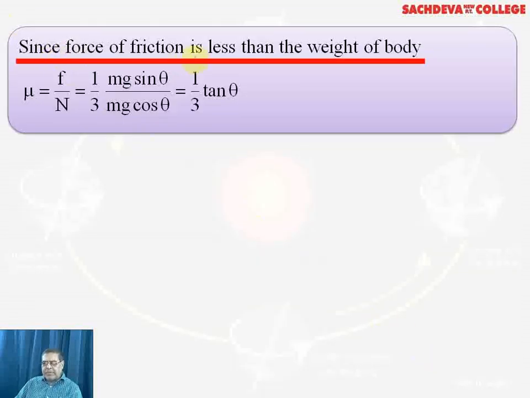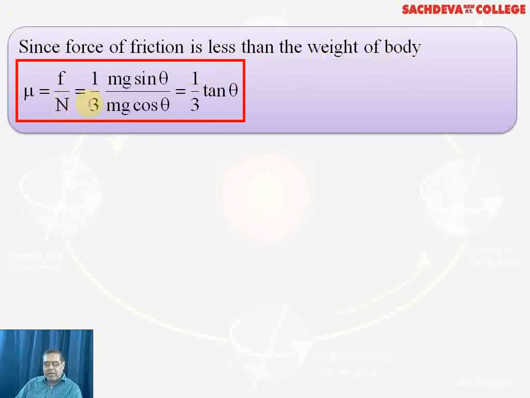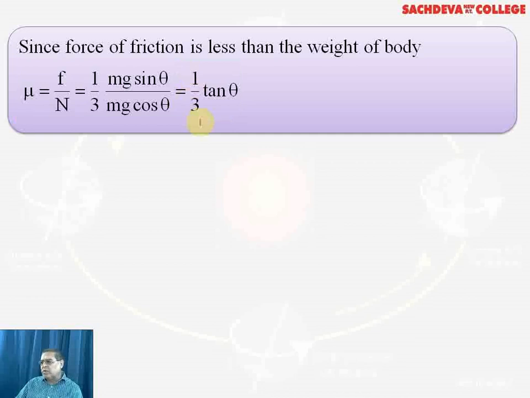Since the force of friction is less than the weight of the body, mu is equal to F over N, and we will compute the values. For F, it is mg sine theta over 3, and for N, it is mg cos theta. So sine theta over cos theta will become tan theta, and mg will cancel off. So the coefficient of friction mu will be equal to 1 over 3 tangent of theta, because sine theta over cos theta is tangent of theta.